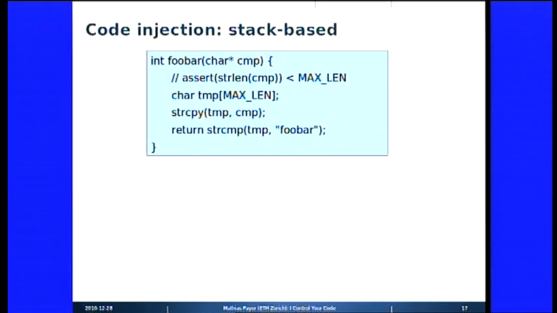So if we have some vulnerable code here, we see that we've got our nice function foobar and a string that's passed as a first parameter, and we've got a local array called tmp with a maximum length, and we use the string copy function to copy the string argument into our temp variable, and we then compare the temp variable with a pre-initialized value called foobar. Here we see that there is no bound check in the string copy function, and this will result in a buffer overflow on the stack.